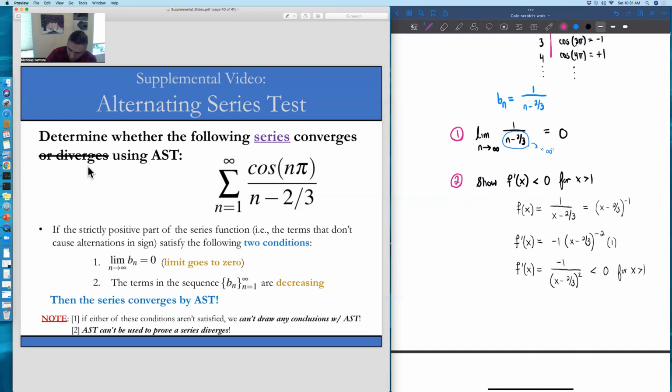So in this case, this satisfies the second piece of criteria. And similarly, we've already shown that the limit goes to 0. So by the alternating series test, this series is convergent.